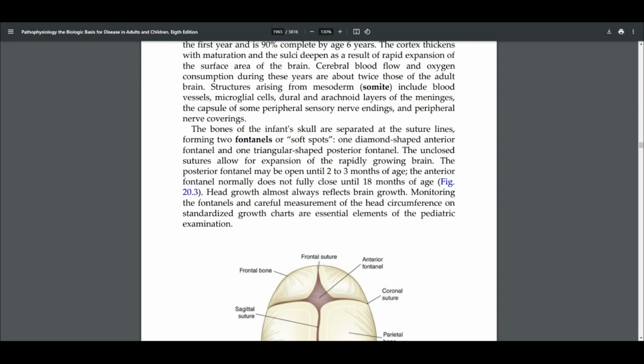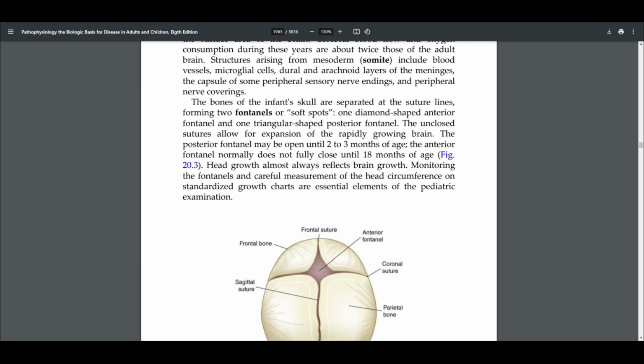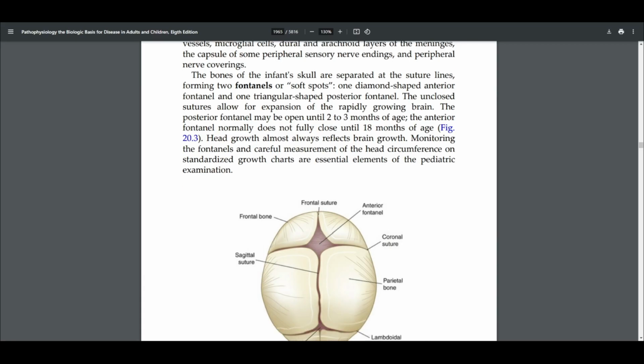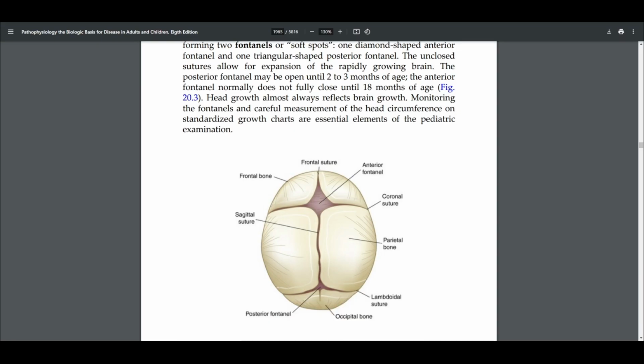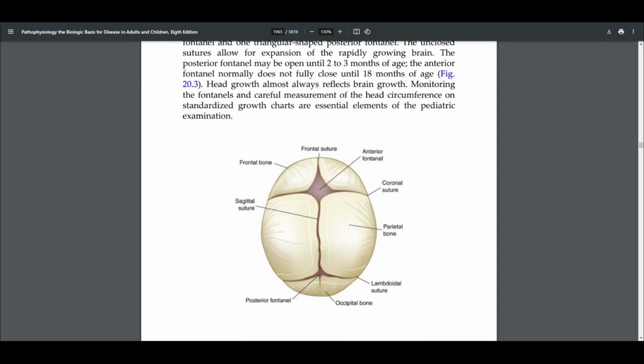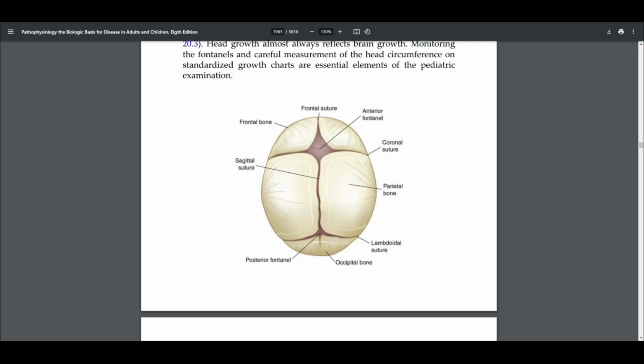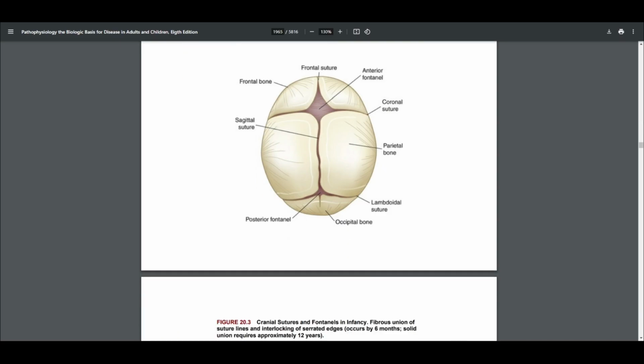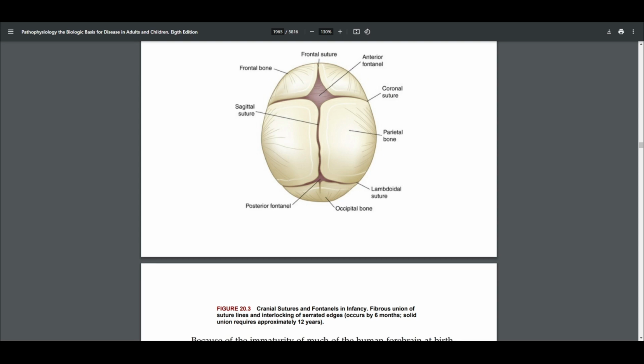Head growth almost always reflects brain growth. Monitoring the fontanelles and careful measurement of the head circumference on standardized growth charts are essential elements of the pediatric exam. So here we're taking a look at the cranial sutures and fontanelles in infancy.